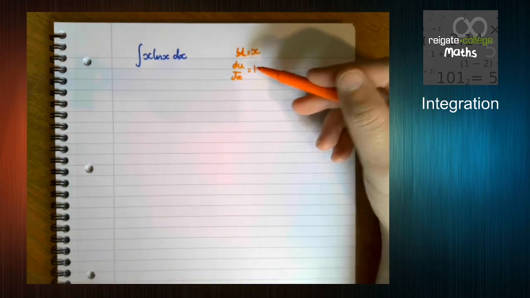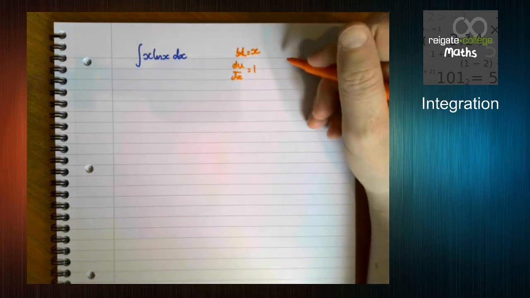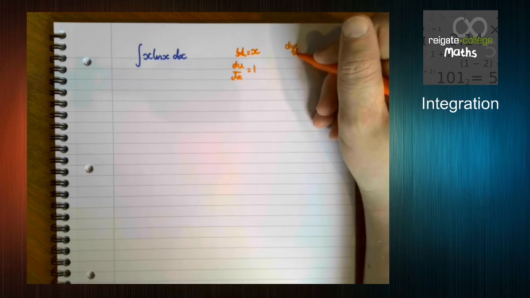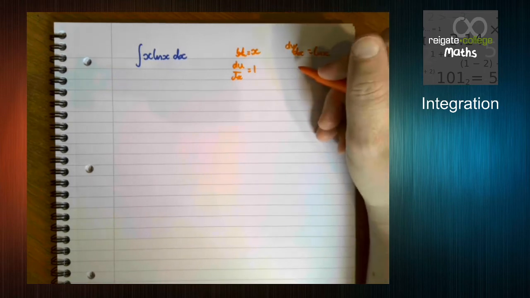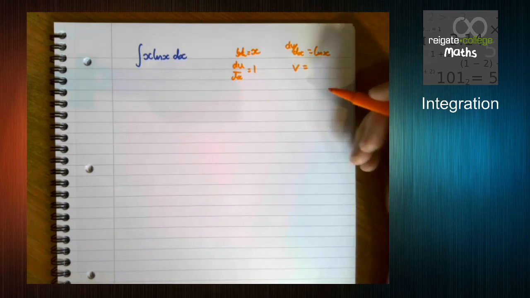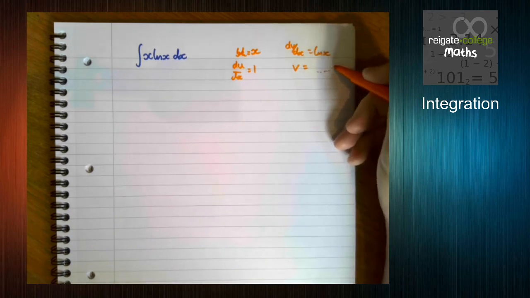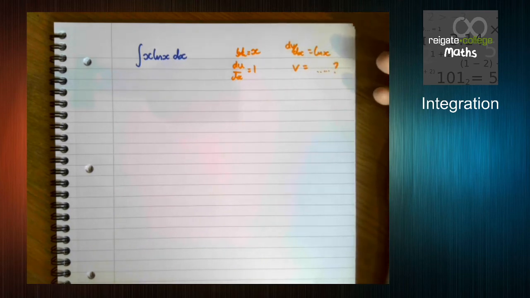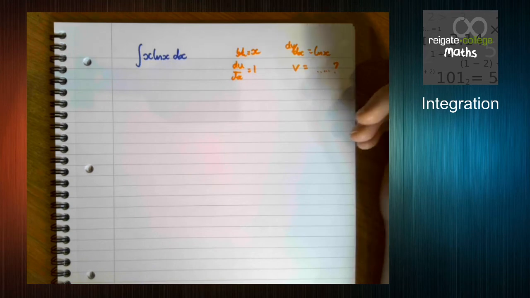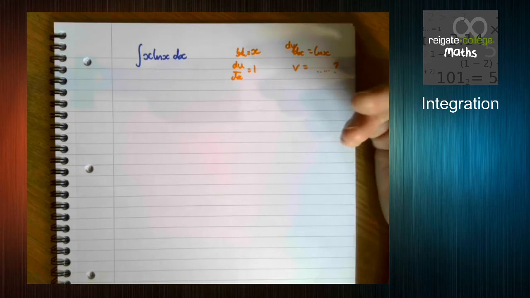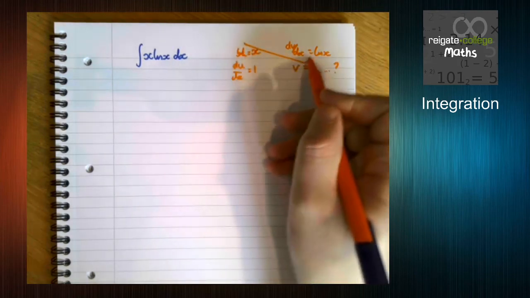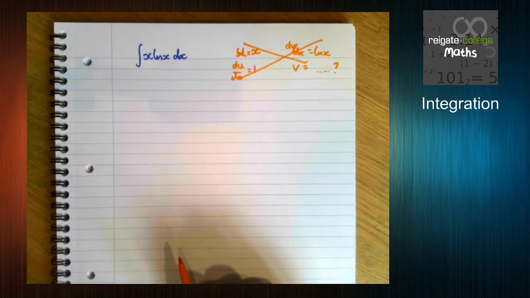We get u equals x, so du by dx is 1. Nice. What's the integral of ln x? Not sure. It's not easy to work out. It's not a standard thing that you can just remember. So that's why we need to do it the other way around.